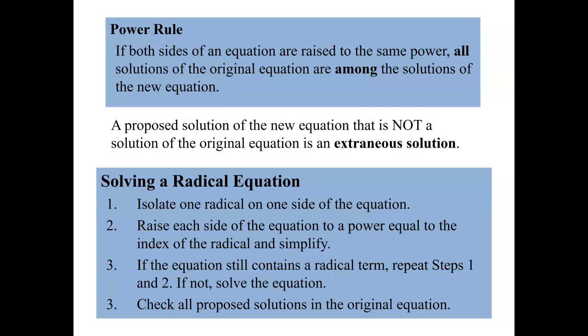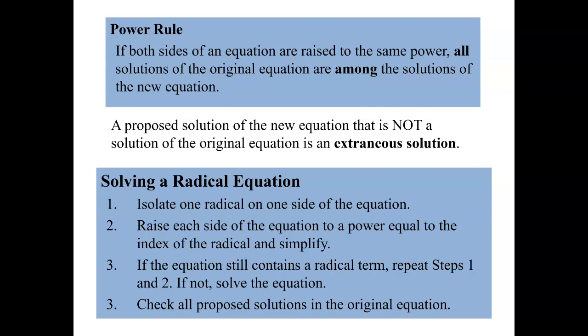The power rule states that if both sides of an equation are raised to the same power, we are creating a new equation. However, the solutions to the original equation are contained within the solutions of the new equation. So, for example, I raise it to a power, I solve that equation, and I get 2 answers, or 3, or 5, or whatever. The answers that would solve the original equation will be included in that list if there is a solution. Sometimes there's not a solution. But if there is, it would be contained in the list of the new equation after we raise the power.